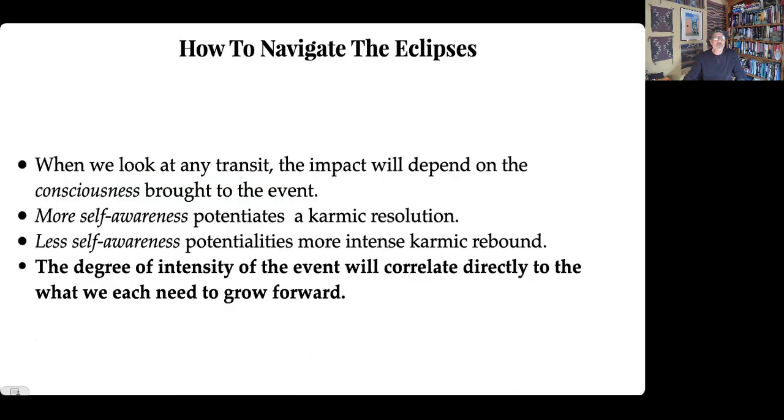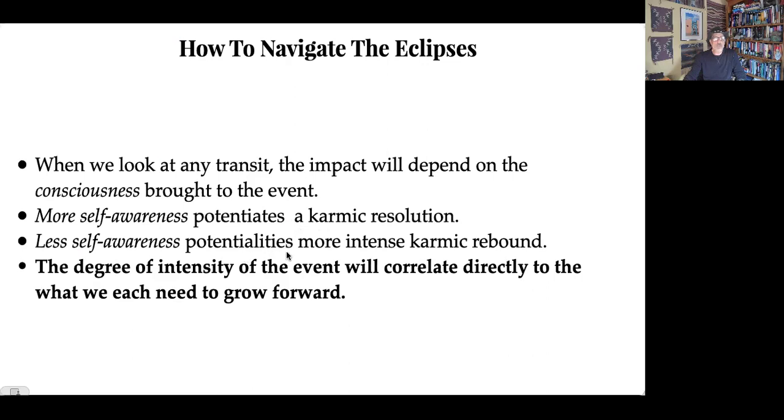So when we look at any transit, the impact depends on the consciousness brought to the event. We're not all the same. Some of us are a little bit more aware of ourselves and our surroundings, and others are not quite as self-aware. When we bring more self-awareness, it potentiates karmic resolution. We take that crisis, and that crisis becomes a catapult, if you would, for growth. It may not be what we asked for, or it may not come in a form that we expected or would have chosen on our own, but we can still use it to accelerate where we need to go.